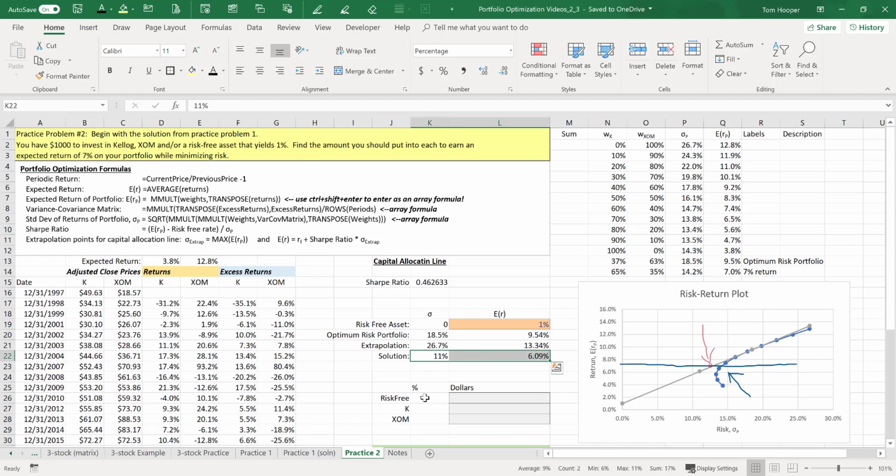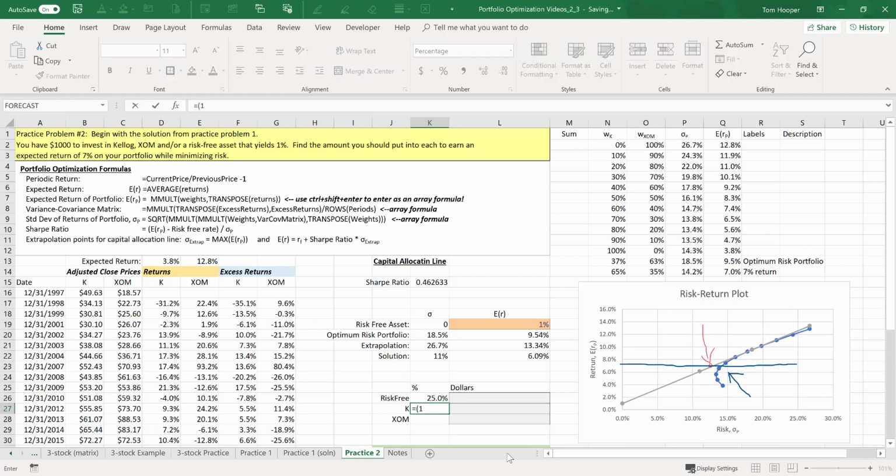So let's write these in terms of these. We already have the expected return extrapolated from the risk-free rate using this extrapolation equation. And we've guessed the 11%. Let's write the 11% in terms of these three percentages. So first let's talk about these three percentages. If we put a quarter of our money into the risk-free asset, then that means that we have 1 minus that percentage left to put into the other two assets. And of that, we already know from the optimum risk portfolio that this much goes into Kellogg and that the rest goes into ExxonMobil. So I'll copy that formula after I hit return, paste it in here, and move this to ExxonMobil.